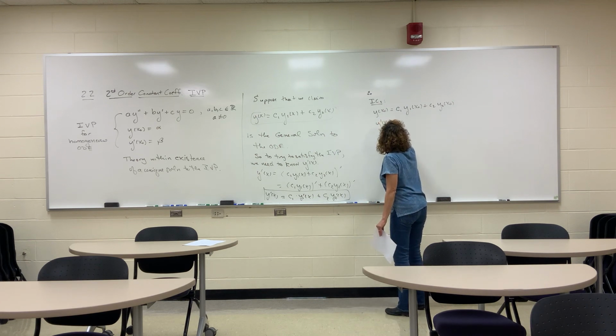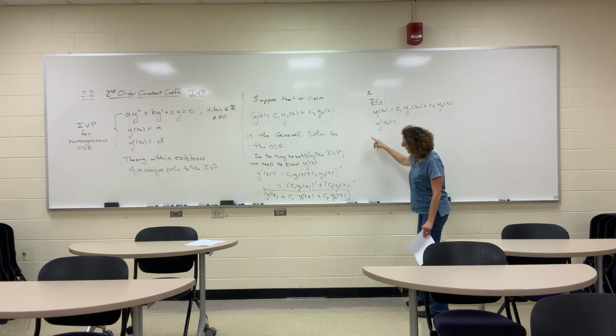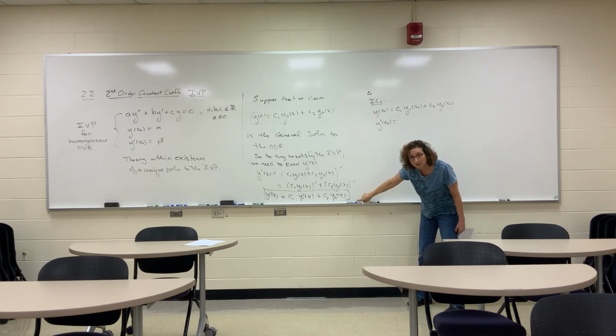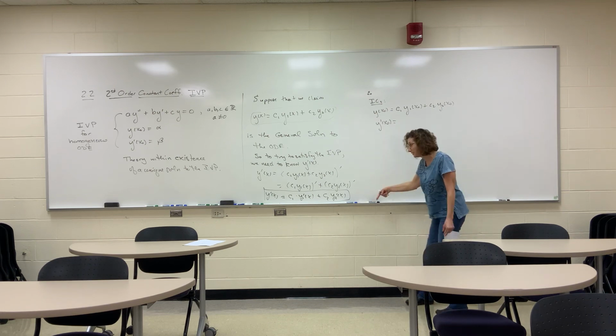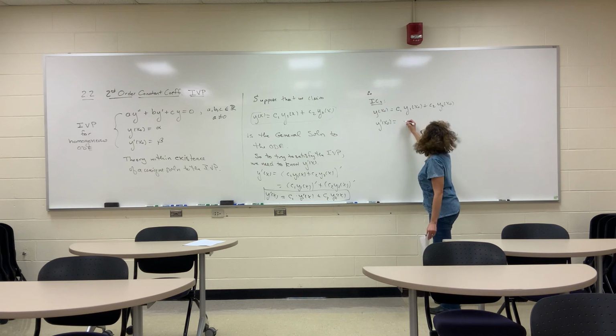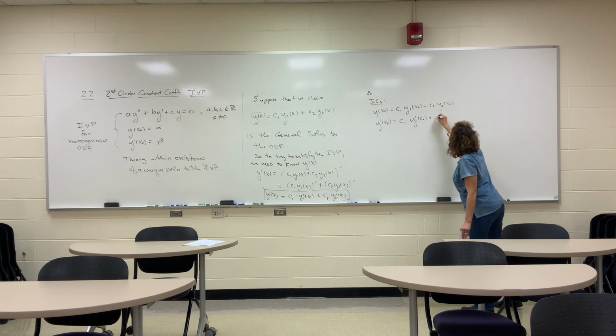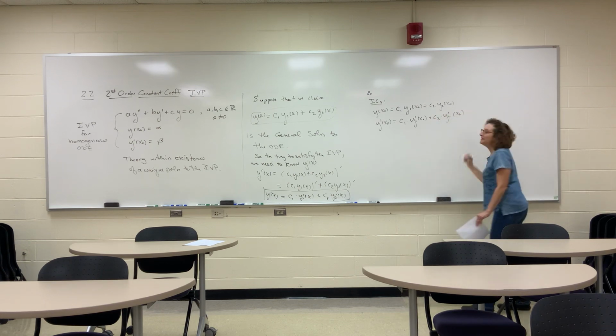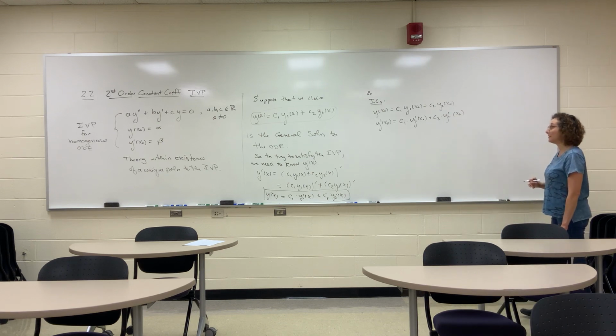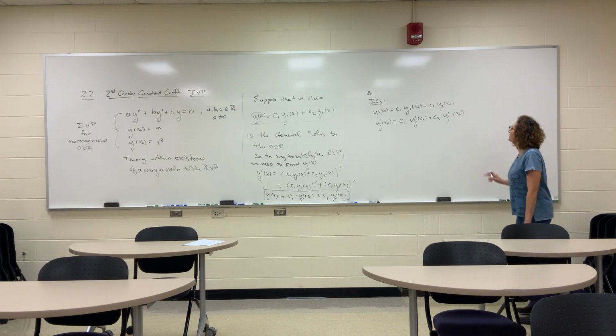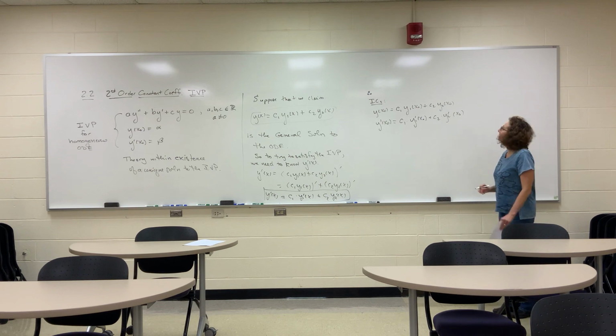So what is y prime evaluated at x naught? Well, y prime evaluated at x naught just means I put an x naught everywhere I see an x down here. Just evaluate that. So you tell me, what is it? Very nice. y prime at x naught is c1 times y1 prime evaluated at x naught plus c2 times y2 prime evaluated at x naught.